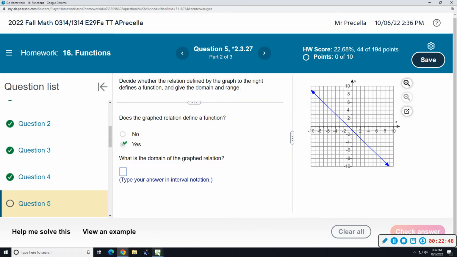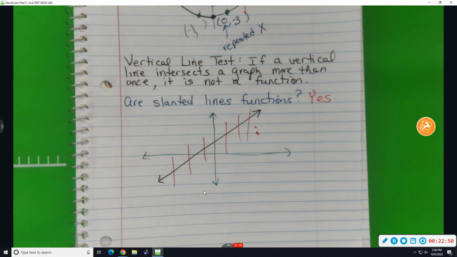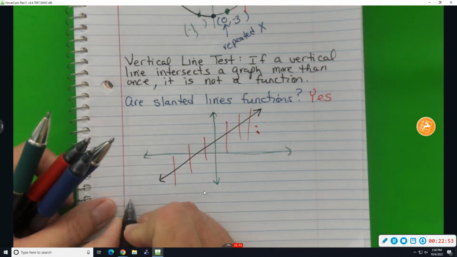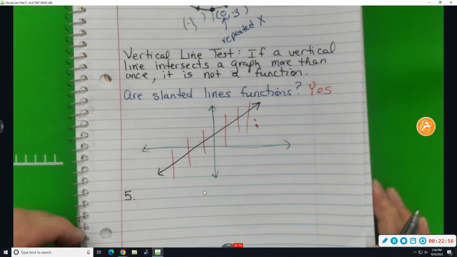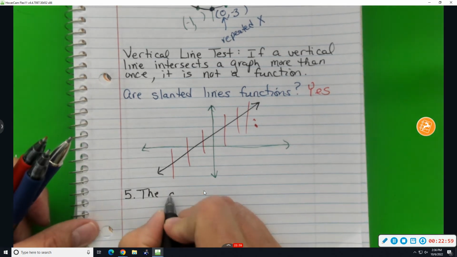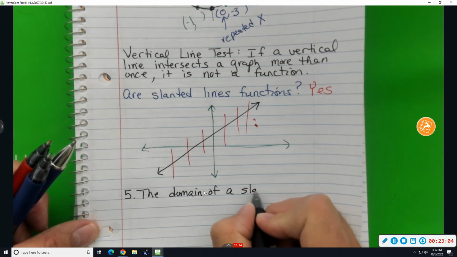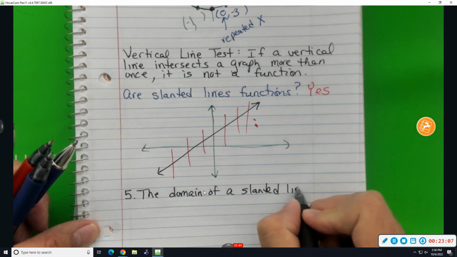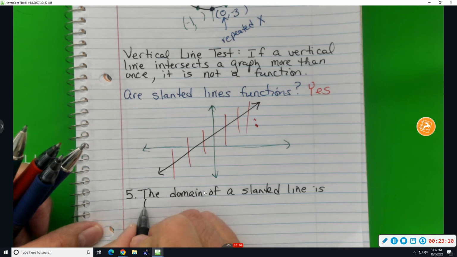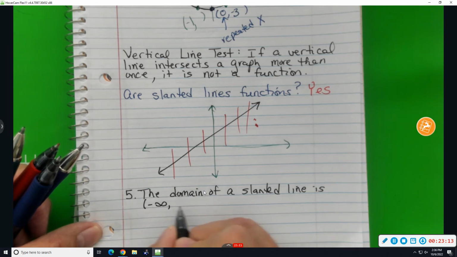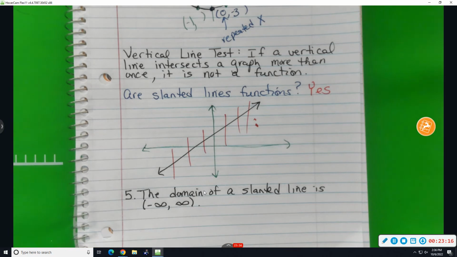Let me just show you how we're going to write this. The domain of a slanted line, it doesn't matter which direction it's slanting, is parentheses -infinity, infinity. That's a way of writing all real numbers. If you look at this graph, it's going to keep going left and right. Every slanted line will keep going left and right.